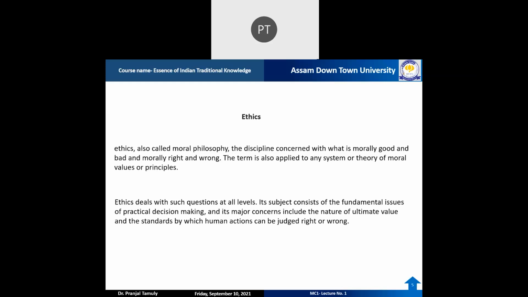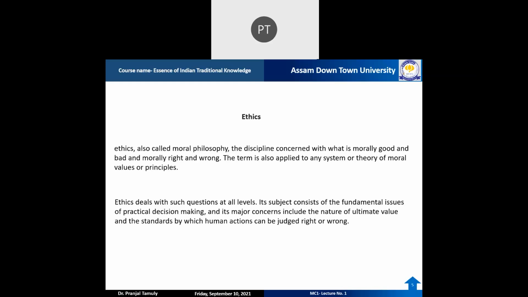The next form of philosophy is ethics. Ethics, also called moral philosophy, is the discipline concerned with what is morally good and bad, and morally right or wrong. The term is applied to any system or theory of moral values and principles. Ethics deals with such questions at all levels. Its subjects consist of fundamental issues of practical decision making, and its major concerns include the nature of ultimate value and the standard by which human action can be judged right or wrong.